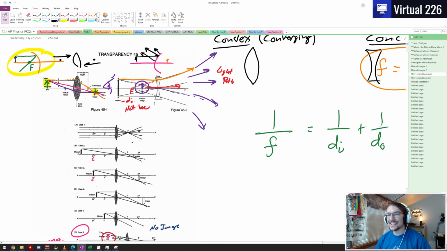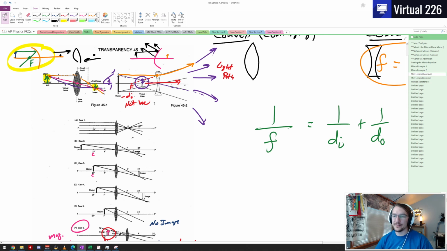So that is the idea of thin lenses, both convex and concave. How we can relate them to the mirrors, which we already know really well, how we can use the mirror equation, how we can use our magnification equation, m equals either hi over ho, which equals negative di over do, and everything still plays the exact same way.